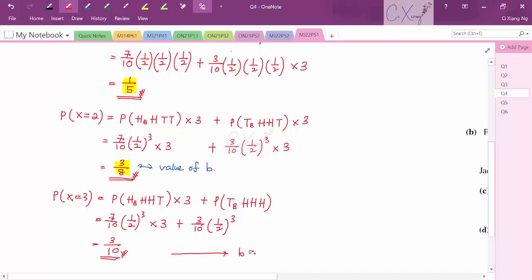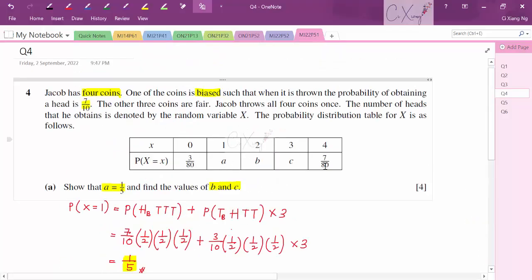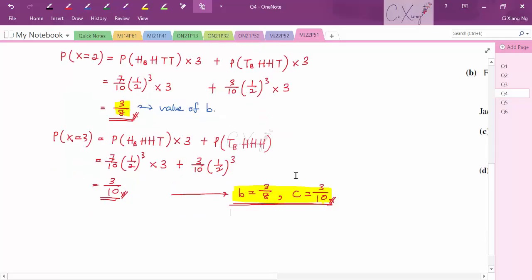To end up, a simple summary: B is equal to 3 over 8 and C is equal to 3 over 10. And just a small check to see whether your answer is correct or not: you try to add all the A, B, C with all the other probabilities together and see whether you get a total equal to 1 or not. If you don't get a total equal to 1, that means definitely your answer is wrong somewhere. But if you get the total equal to 1, then very likely your answer should be the correct one. Okay, so this is what we have for part B.